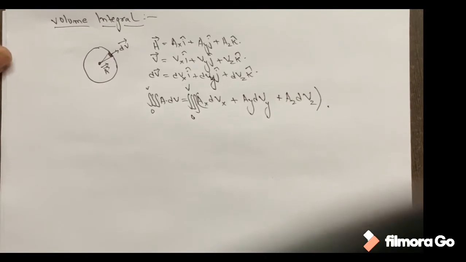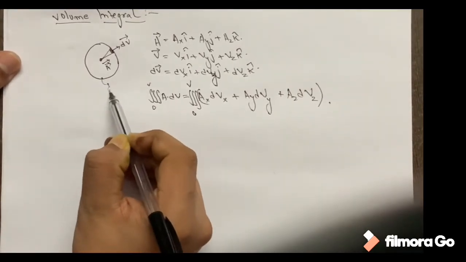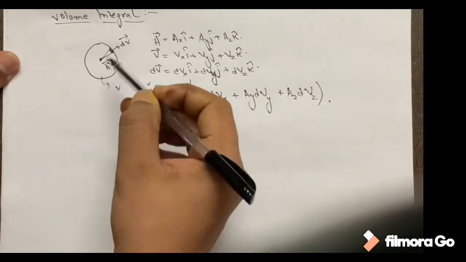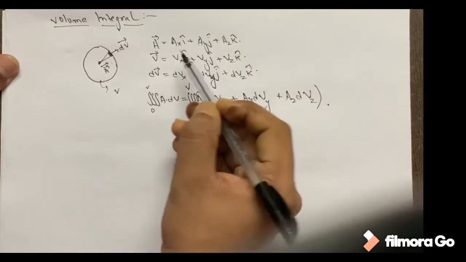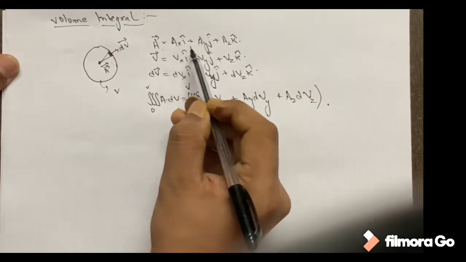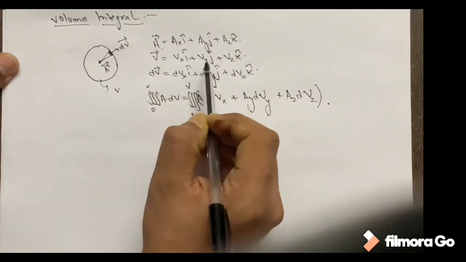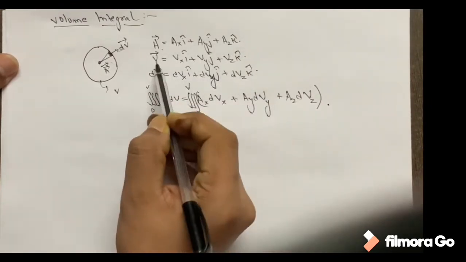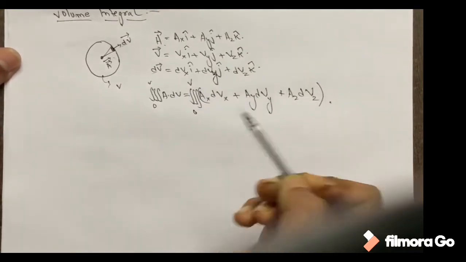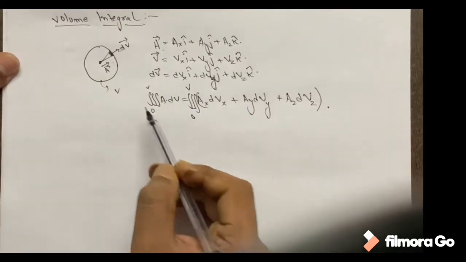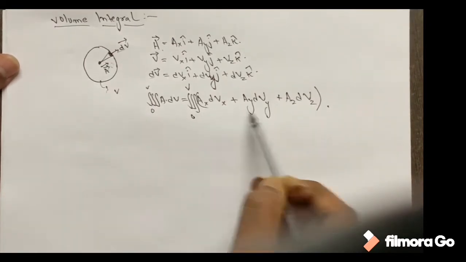Now let's talk about volume integral. Suppose this is the volume V and this physical quantity A passes through this small dv volume. So A vector is written in vector form like ax i cap plus ay j cap plus az k cap, and v vector is vx i cap plus vy j cap plus vz k cap. In differential form, dv vector is written as dvx i cap plus dvy j cap plus dvz k cap. So on doing volume integral of this physical quantity through this volume v, we will write it in this manner.